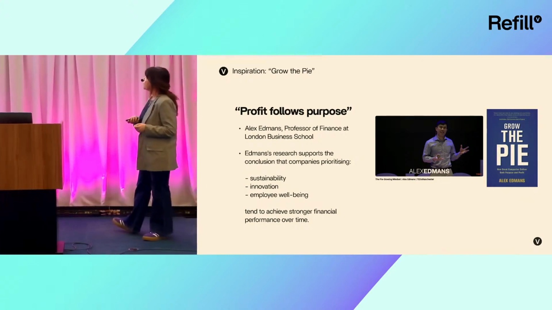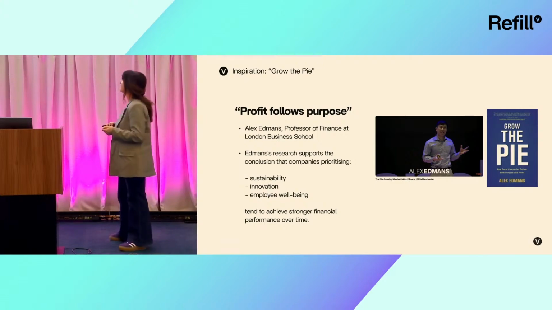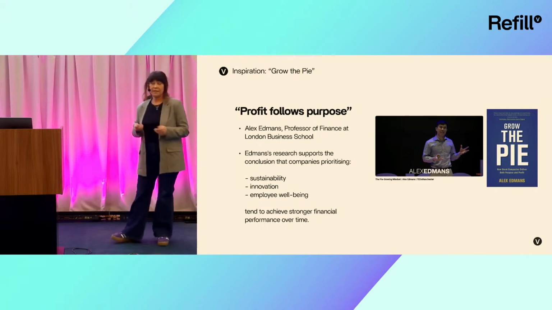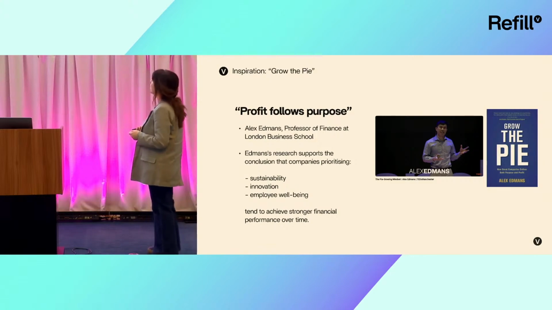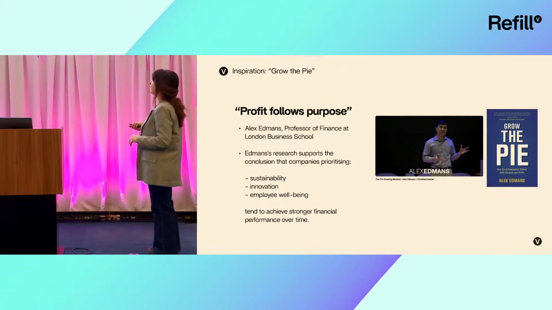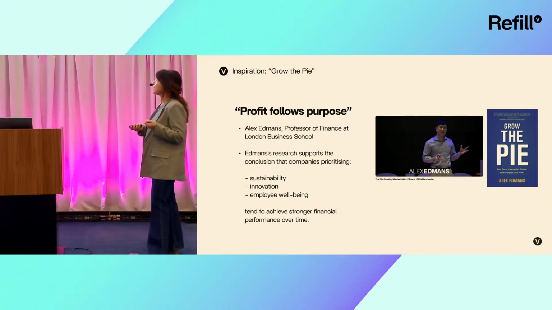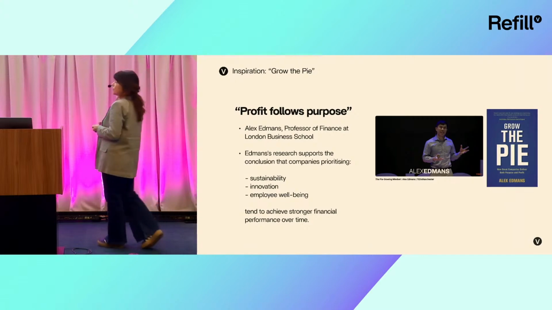He's a professor of finance at London Business School, and he's written loads of books, and one of them is Grow the Pie. Basically, Alex Edmans is one of the economists that has inspired my journey. One of the things that he talks a lot about in his research, and he's studied loads of different businesses, is that his research supports the conclusion that companies prioritizing sustainability, innovation, and employee well-being tend to achieve stronger financial performance over time.